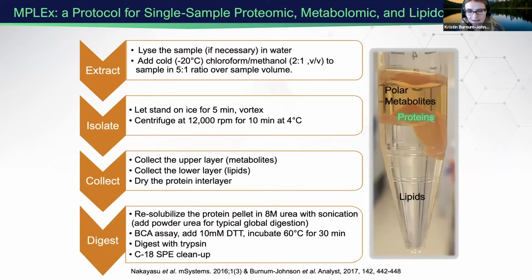Now, in previous slides, I kept mentioning bottom-up proteomics. Now I want to discuss this approach in a little more detail. In bottom-up proteomics, mass spectrometry measurements are made at the peptide level, which means we need to digest this protein disk. As you see in the bottom digest box on this workflow, we resolubilize the protein pellet with urea, which denatures the protein.